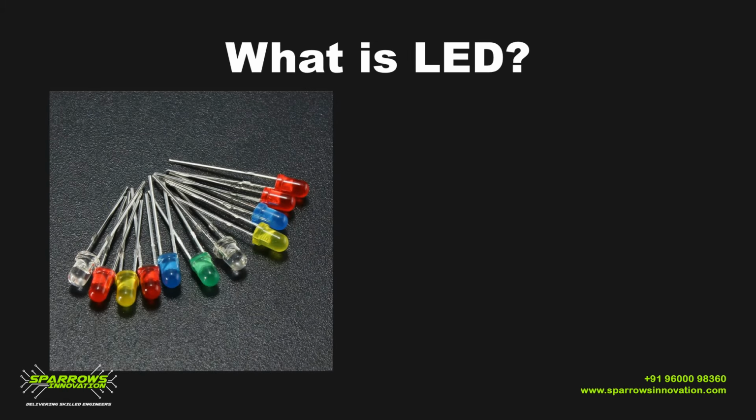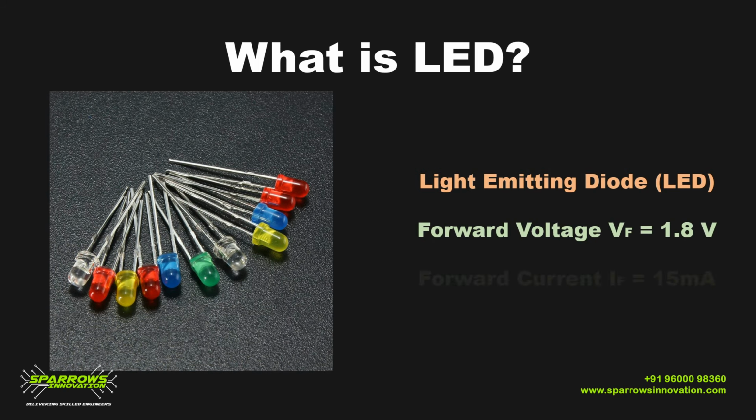What is an LED? An LED is nothing but a light emitting diode. It's a simple diode. This diode will emit light when an electron travels from the P layer to the N layer. There are different types of LEDs available in the market, based on their power ratings. Usually for small projects or indication purposes, we will use a 3 mm LED or a 5 mm LED. This is the size of an LED.